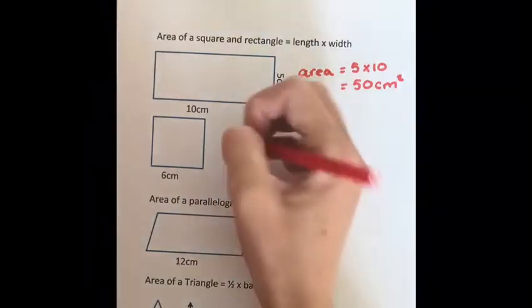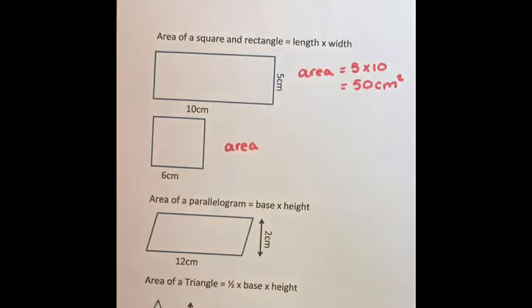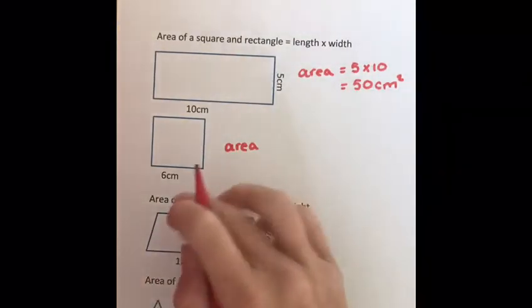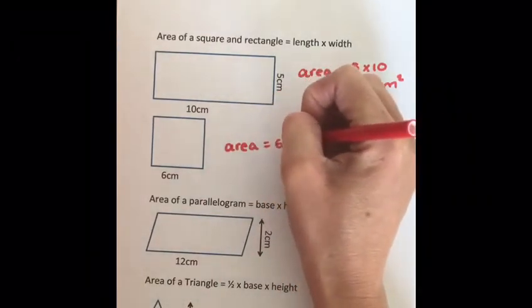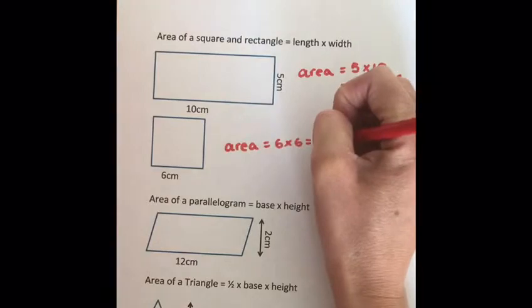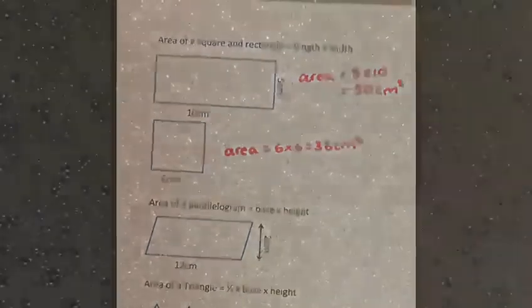Moving on to the square. Again, I multiply the two sides together, but in the question, it's only identified the length of one side because both sides are the same length. So my area is 6 times 6, which gives me 36 centimetres squared.